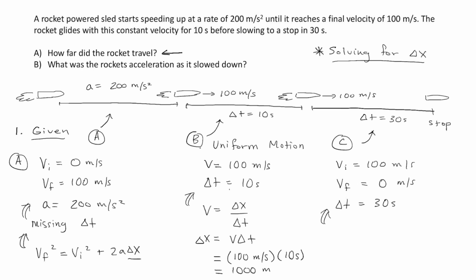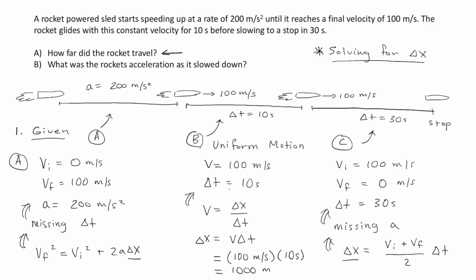Now let's move on to part C. In order to figure out what kinematic equation we need to use, we have to think, what variable are we missing? And we can see we are missing the acceleration. So we need to use a kinematic equation that does not include acceleration. The only one that does not include acceleration is our delta x is equal to Vi plus Vf divided by 2 times delta t. And we can use this to solve for delta x.